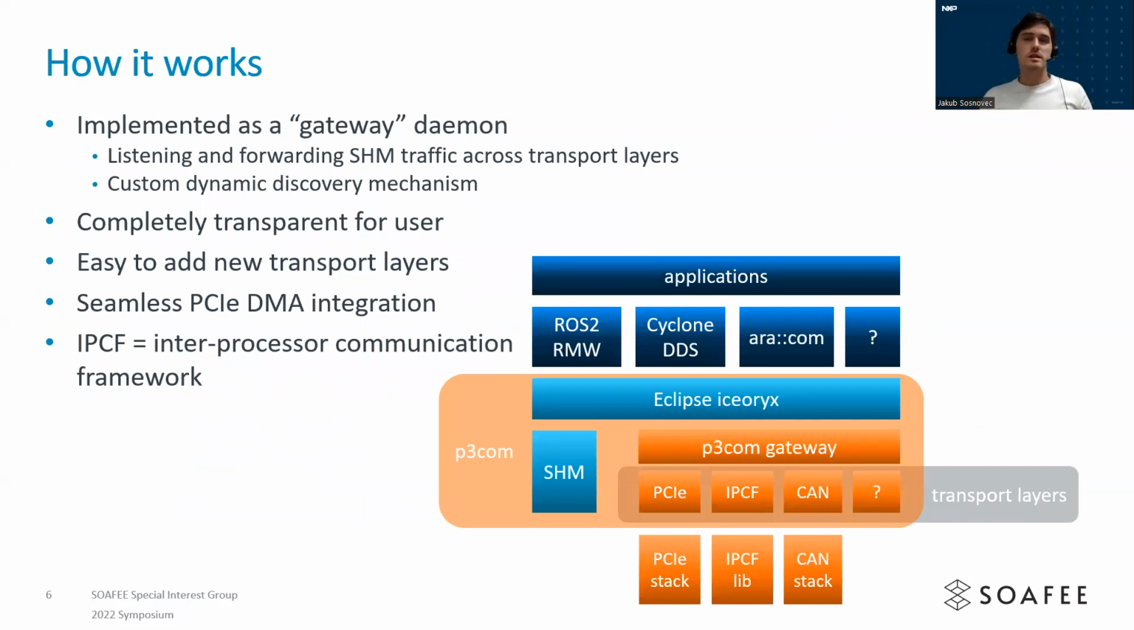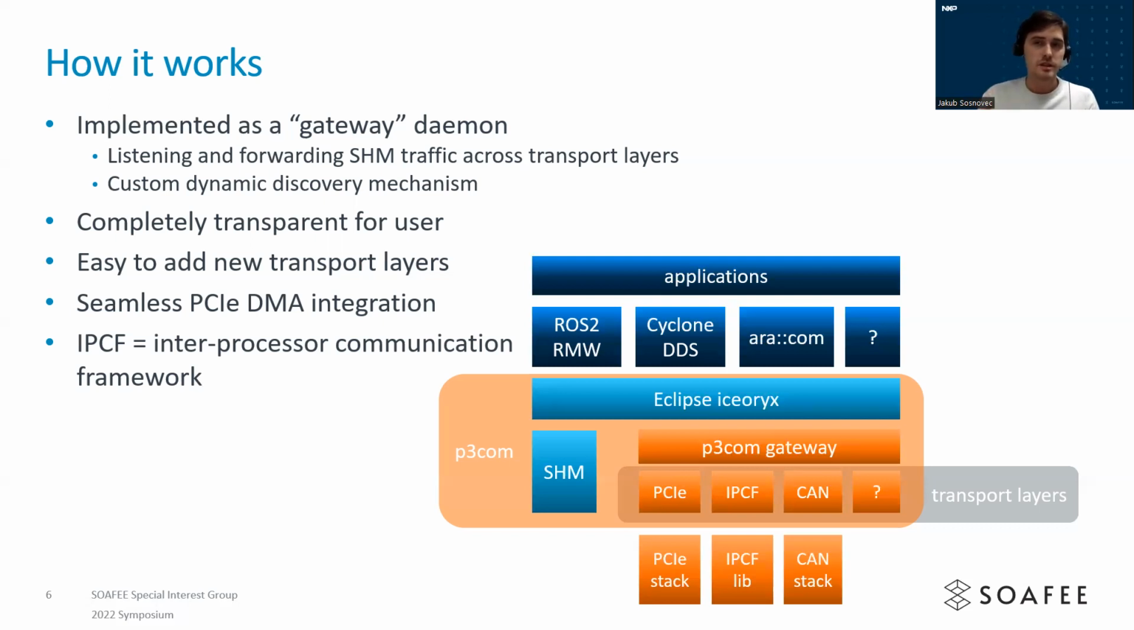Now, how it works under the hood is it's implemented as a sort of gateway daemon process running in the background. So this daemon needs to be running on every device that's involved in the communication. And it's listening to the shared memory Iceoryx communication or traffic that's happening on each device, and is forwarding this traffic across the specific transport layers to the other devices. And it actually has a kind of custom dynamic discovery mechanism to make sure that there is no redundant data copying or message sending.